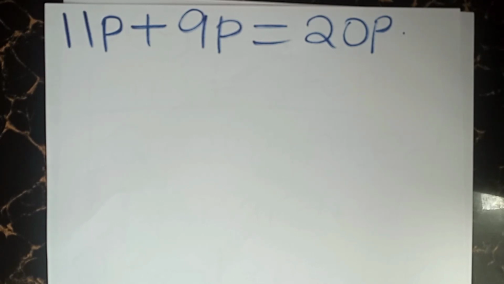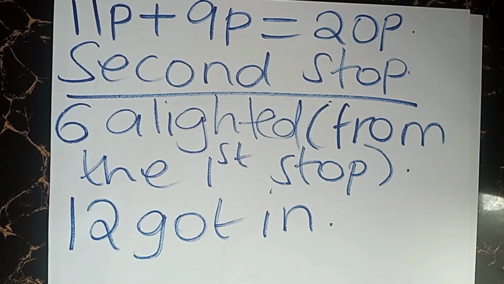So let's continue reading the question. 6 of those who boarded at the first stop alighted at the second stop, and 12 got in. So you need to write that down as well. So here, there were 20 passengers after the first stop. 6 passengers alighted at the second stop. So that means that we'll subtract the 6 passengers that alighted from the 20 passengers that were there after the first stop, okay?